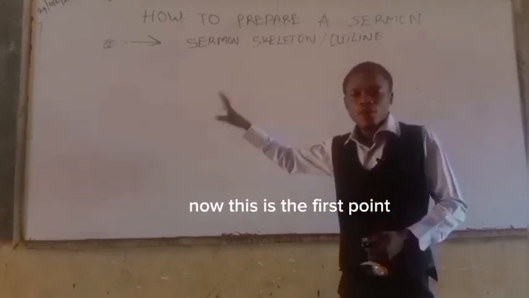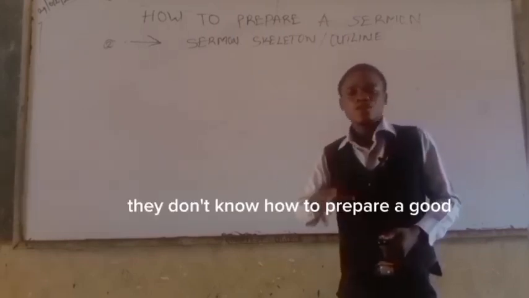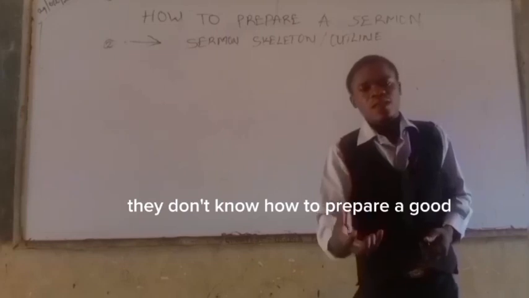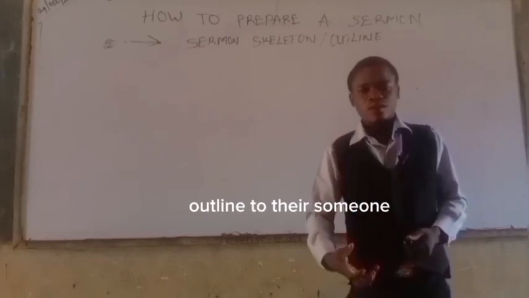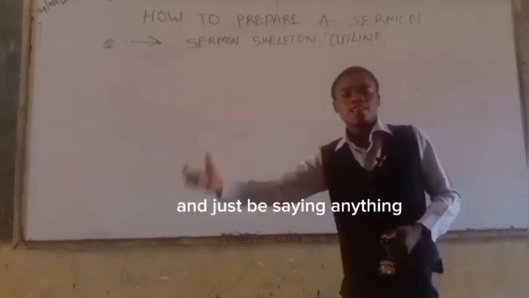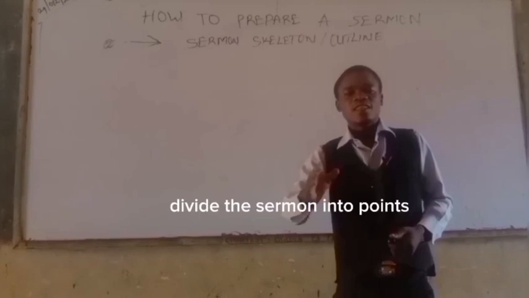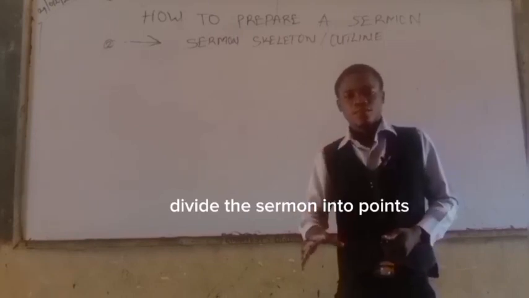Now, this is the first point where sermonizers always miss. They don't know how to prepare a good outline for the sermon. That's why they will just be writing and just be saying anything. There will not be any place to demarcate or divide their sermon into points.